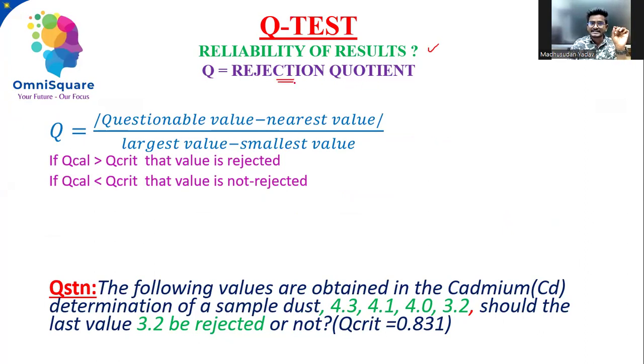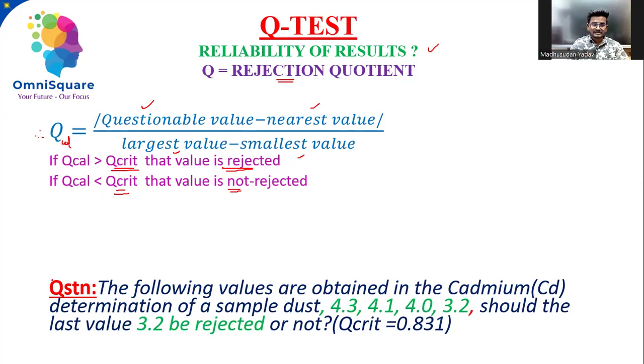Okay, so Q stands for rejection quotient. It indicates whether the doubtful value, whatever number you have doubt about, should be rejected or kept in the calculation. That can be decided by the Q test. The formula is: Q equals the questionable value minus the nearest value, divided by the largest value minus the smallest value. This is Q calculated. If Q calculated is greater than Q critical, the value should be rejected according to this formula. If Q calculated is less than Q critical, then that value is not rejected.